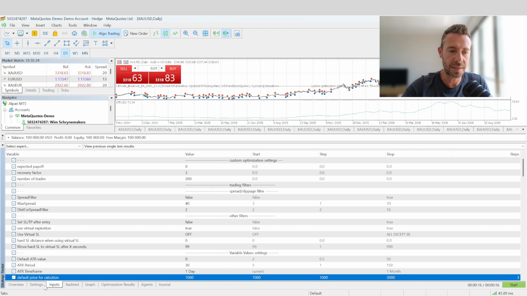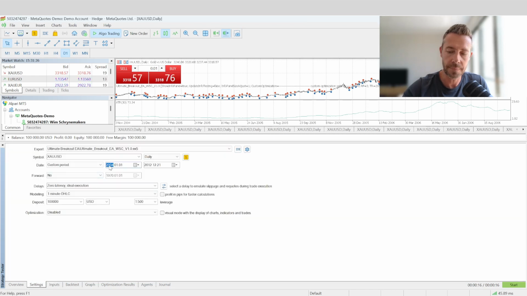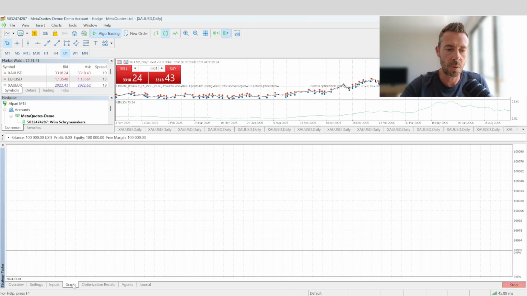The final test I need to do is run an every tick test for a short period of time, just to compare with the 1 minute open high low close test to see if the strategy is not too sensitive to spread and slippage. So let's do this. This will go a bit slower, so I'll come back when this is finished.